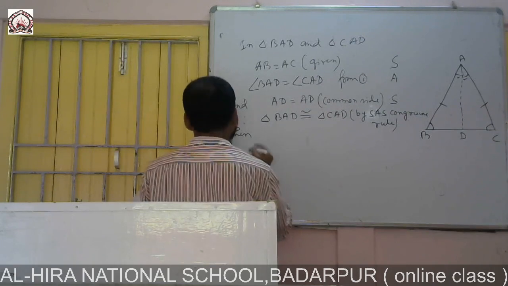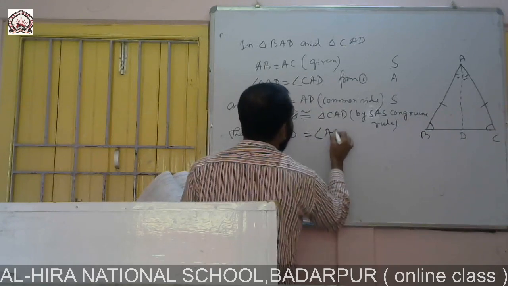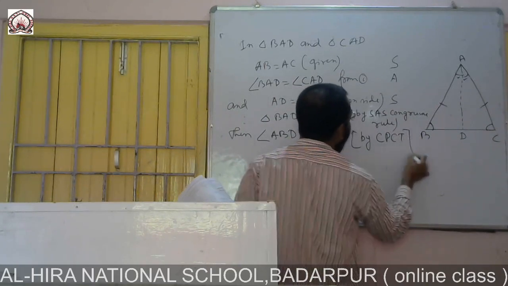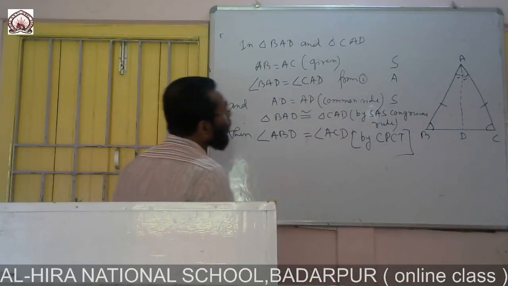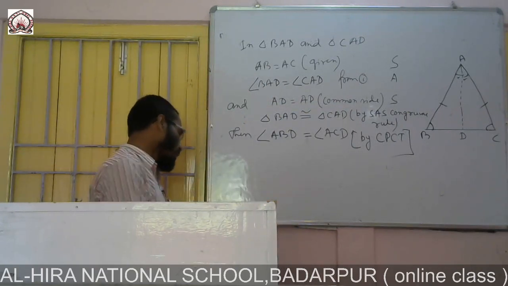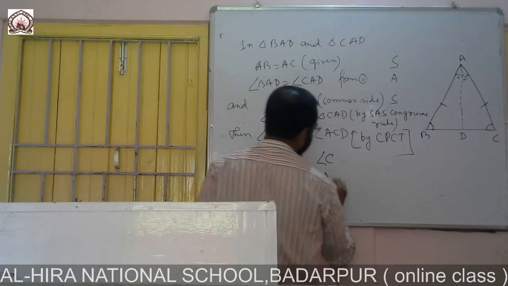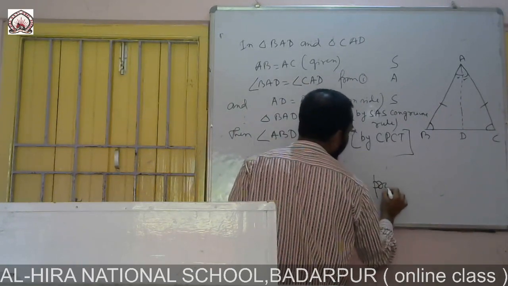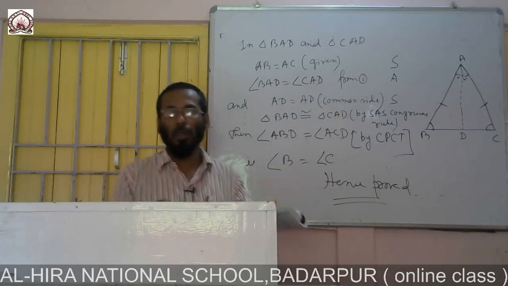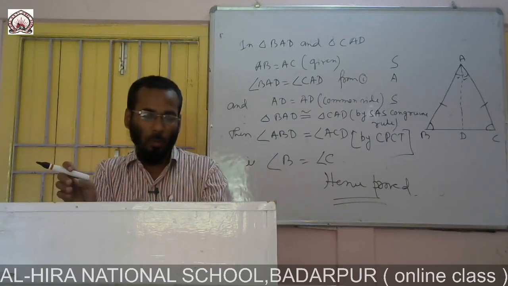So then angle ABD is equal to angle ACD by what? By CPCT, corresponding parts of congruent triangles. Then we can write angle B is equal to angle C, hence proved. So in this way you must go on. This is a theorem, and this theorem is very important from the exam point of view.